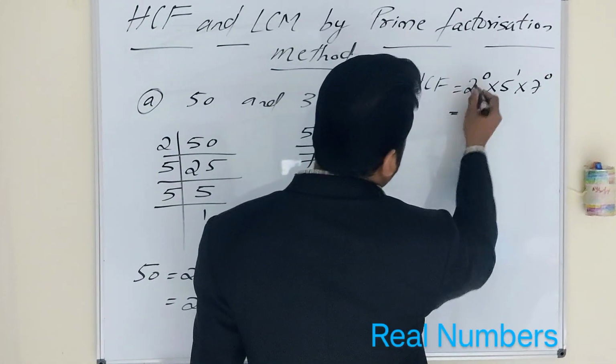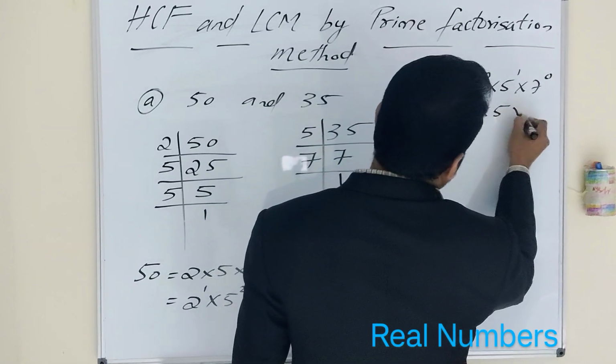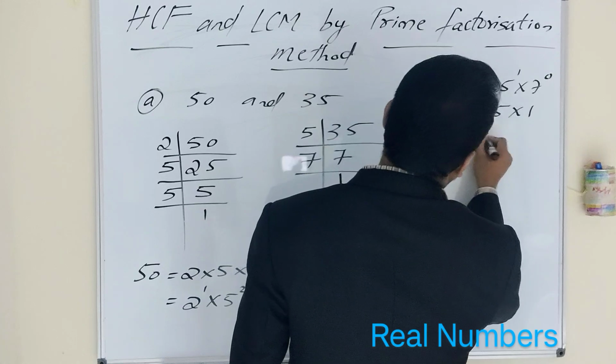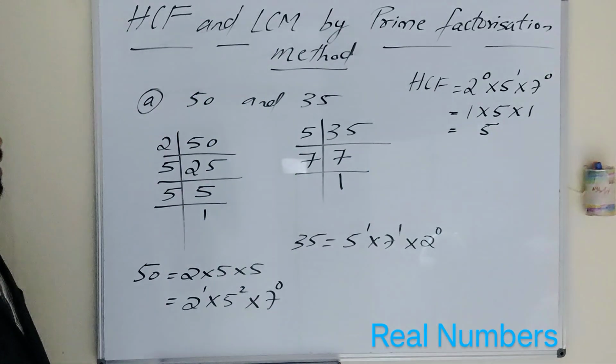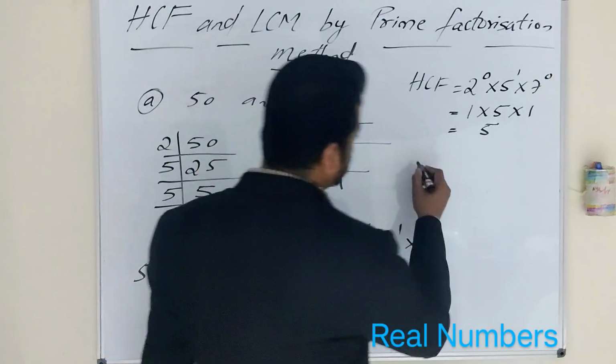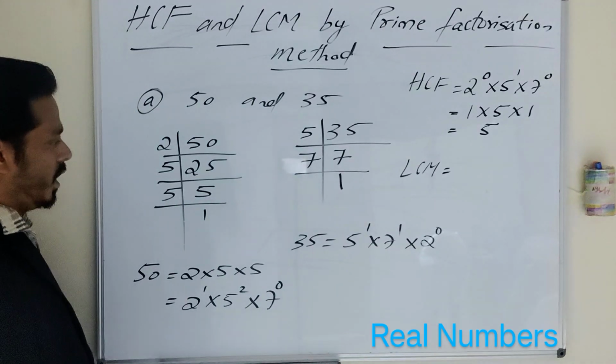Now when you take the HCF, you know 2 raised to 0 is 1, 5 raised to 1 is 5, and 7 raised to 0 is 1. So the HCF is 5. The HCF of the numbers 50 and 35 is 5. Now let us find the LCM. To find the LCM, we are going to consider the factors with the highest power.